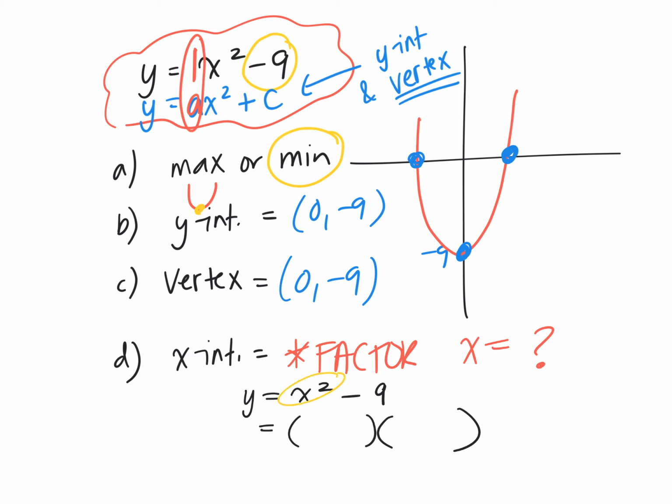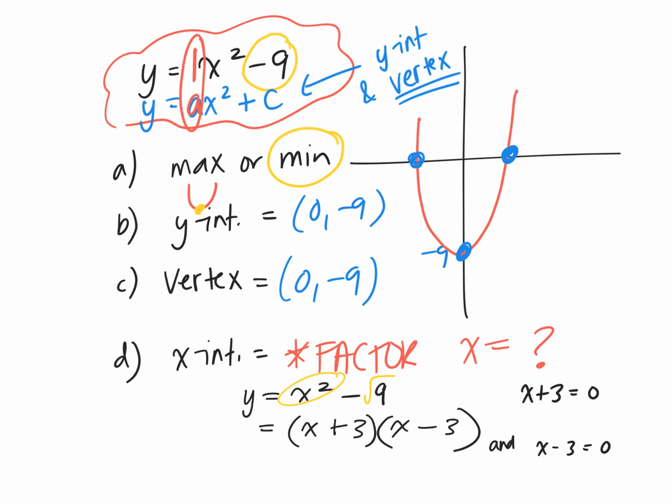Square root of x squared is x. Square root of the last term is, and what times what gives me a negative? A positive times a negative. Do you remember this? Factoring a difference of squares? Well, then x plus 3 equals 0, and x minus 3 equals 0, right?